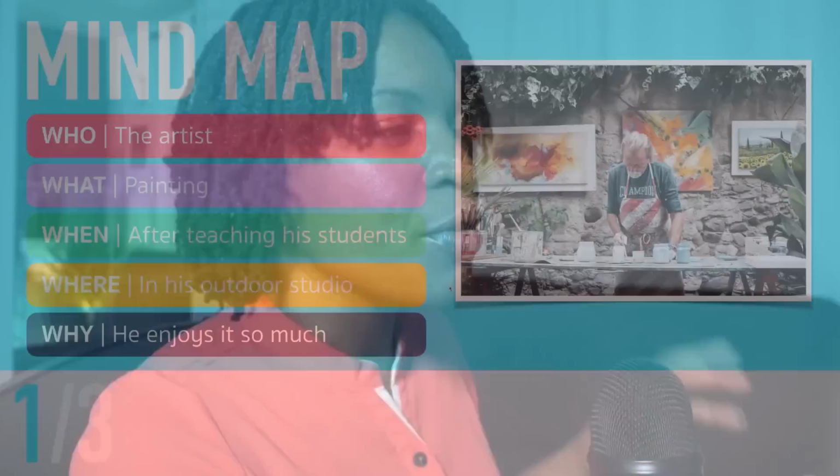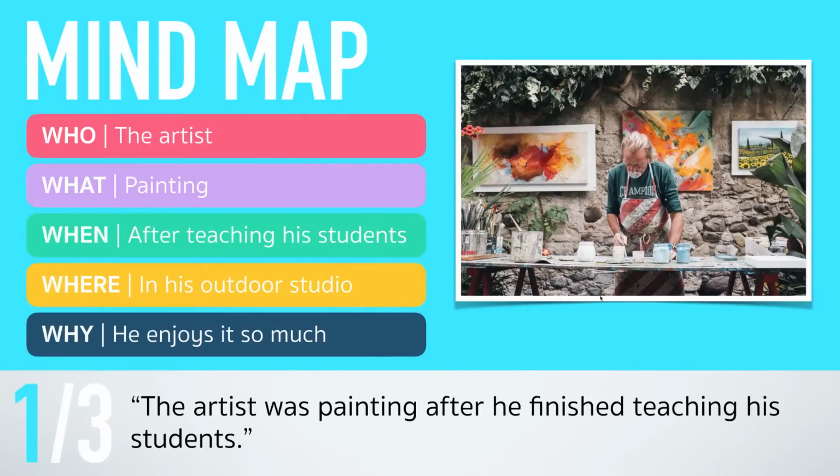Here are my sentences. First, I said, the artist was painting after he finished teaching his students. Now you see, I threw it to the past. You can go back and forth, right? Now, what about the second sentence?